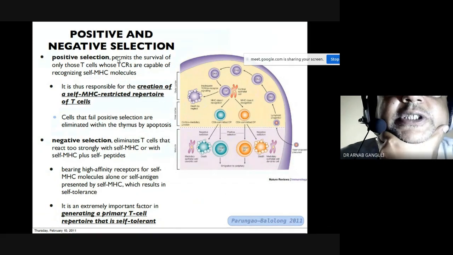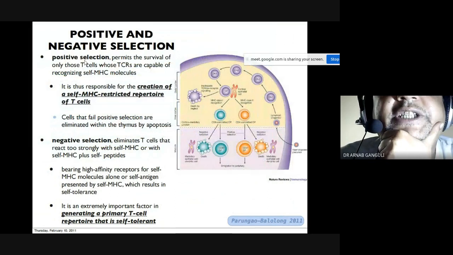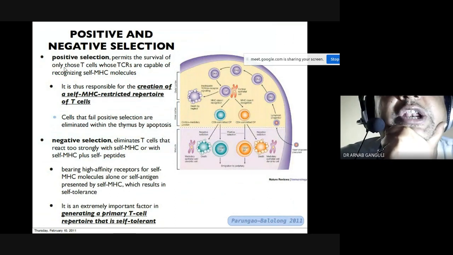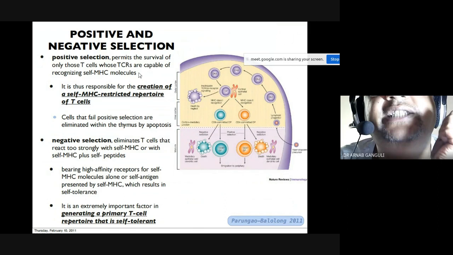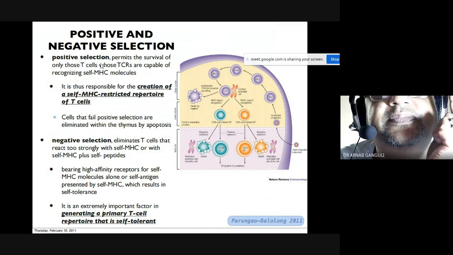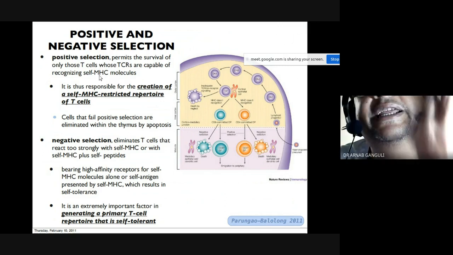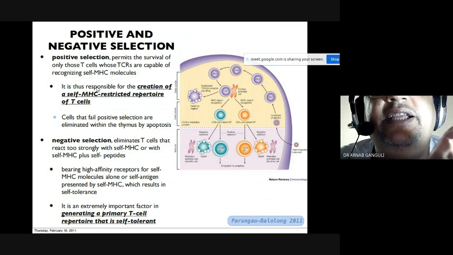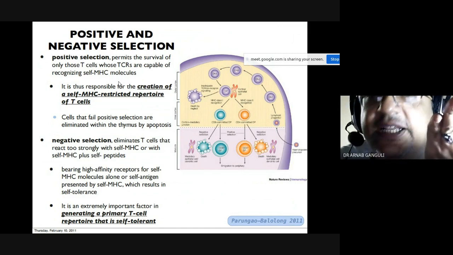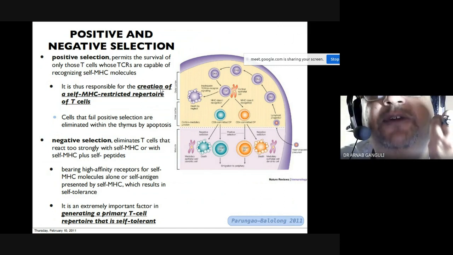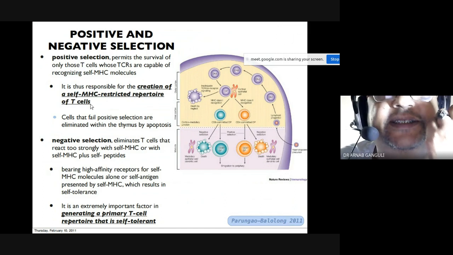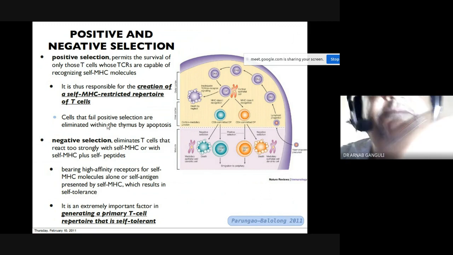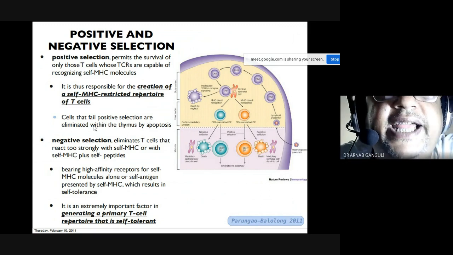So we will talk about positive and negative selection. Positive selection permits the survival of only those T cells whose TCRs are capable of recognizing self-MHC molecules, so it is thus responsible for the creation of a self-MHC restricted repertoire of T cells. Cells that fail positive selection are eliminated within the thymus by apoptosis.